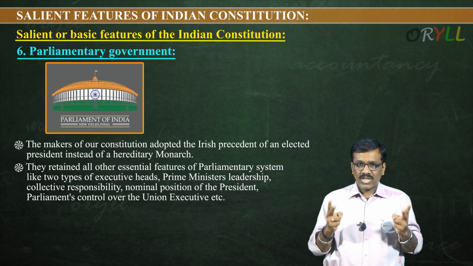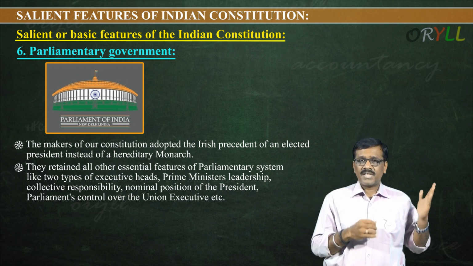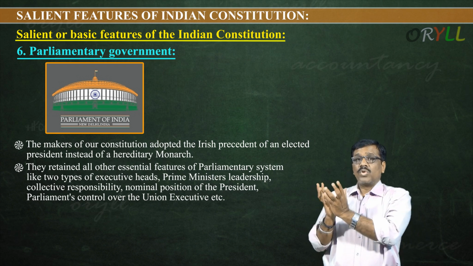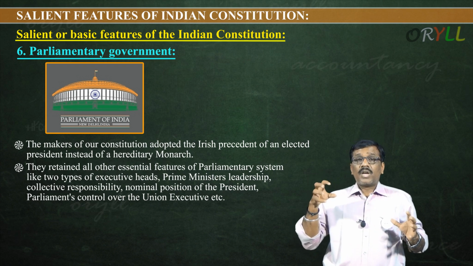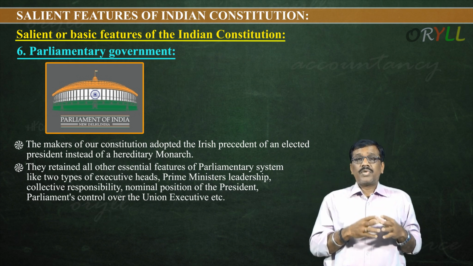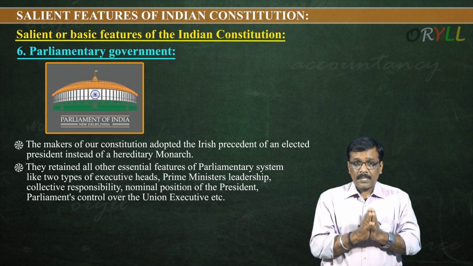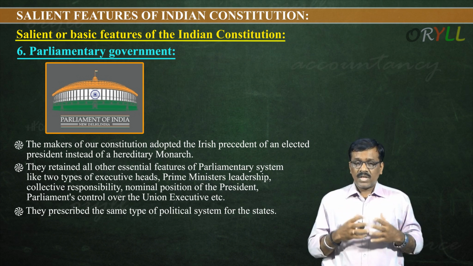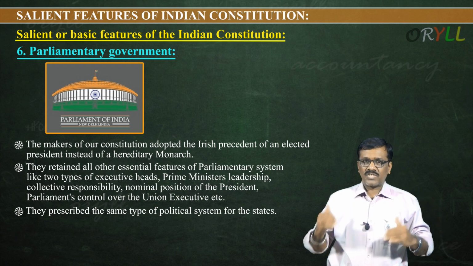Like we have two executives, a nominal head and a real head. The nominal head is the president, whereas the real head is the prime minister, who is head of the council of ministers. Understand? And parliament's control over the union executive. Executive in the sense the council of ministers, they are responsible to the parliament. They prescribe the same type of political system for the states as well. Whatever is being followed at the center, the same thing is being followed at the state level as well.